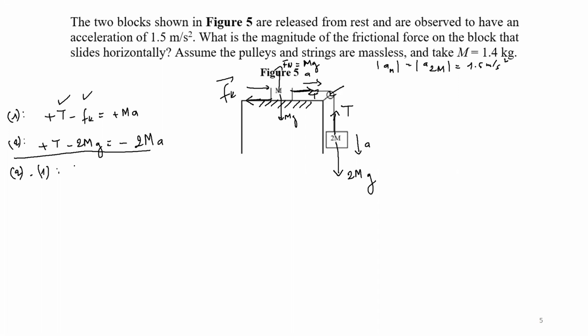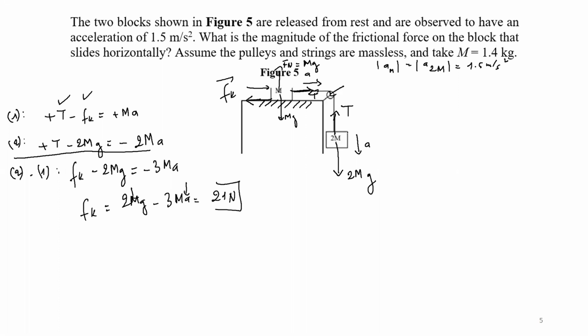So I will have basically Fk minus 2mg is equal to minus 2ma minus ma, which is minus 3ma. So that means Fk is just 2mg minus 3ma. And you put the numbers. I know m is 1.4. I know a, which is 1.5. And I will get a frictional force of 21 Newton.